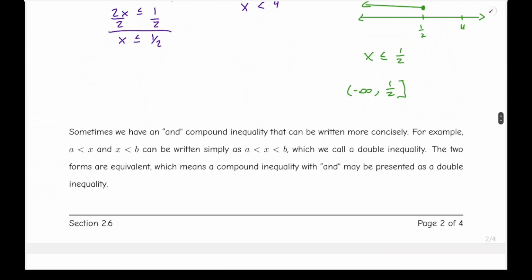Sometimes we have an "and" compound inequality that can be written more concisely. For example, a less than x and x less than b can be written simply as a less than x less than b, which we call a double inequality. The two forms are equivalent, which means a compound inequality with "and" may be presented as a double inequality. And I'll call that good for part 1 of section 2.6.